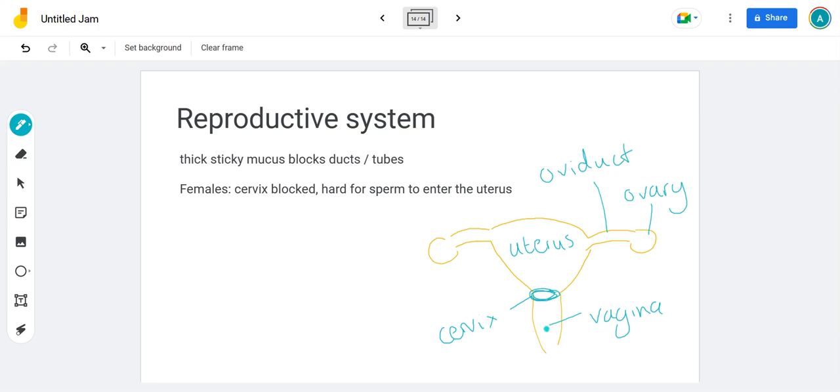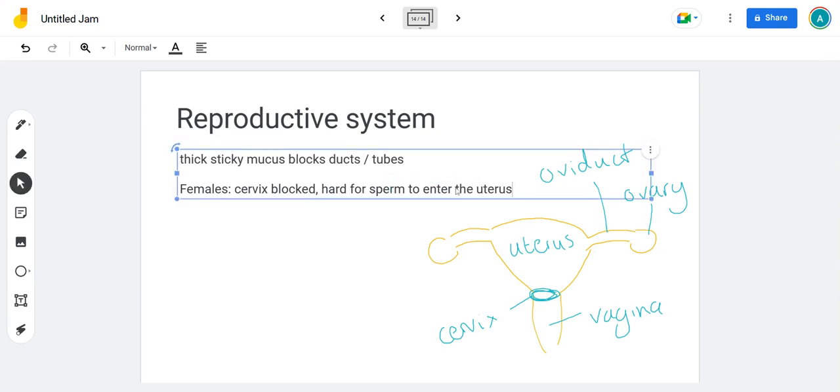So even if the sperm get into here, they can't get into the uterus. They can't join with the egg, so it's very hard to get pregnant. We say that it reduces the sperm's motility. So the sperm are obviously trying to swim, trying to move, and it's really hard for them to move through the thick mucus.